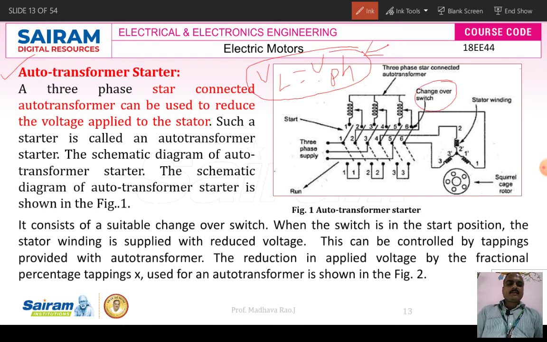When the switch is in the start position, the stator winding is supplied with reduced voltage. Since we are using a star type auto transformer, this can be controlled by the tappings provided with the auto transformer. The applied voltage is reduced by a fractional percentage using tappings X of the auto transformer, as shown in the figure.